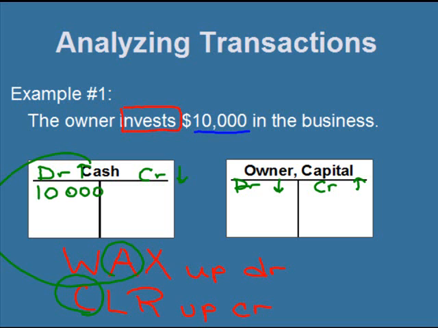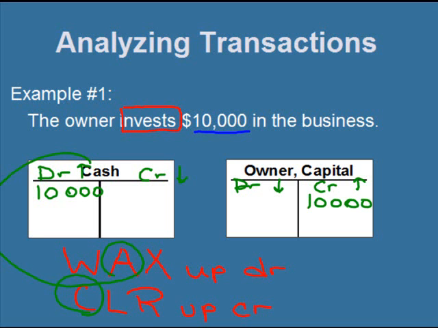When we have a look at capital, we know that the value of the business is increasing because when an owner invests money in the company, the value of the company or the book value of the company goes up. So we're going to place that $10,000 on the credit side of the T account.